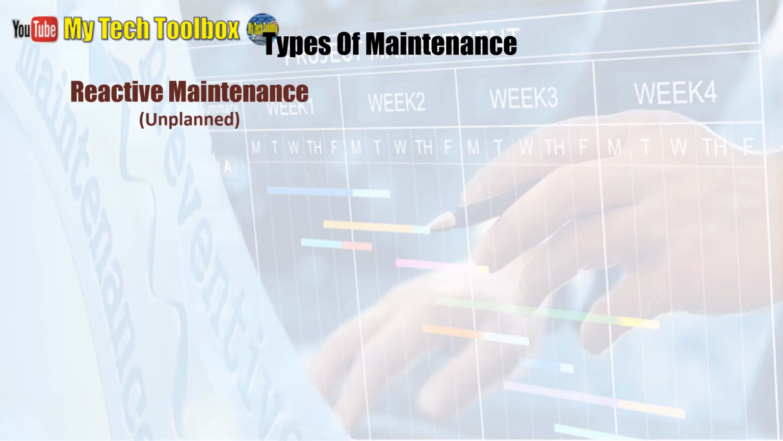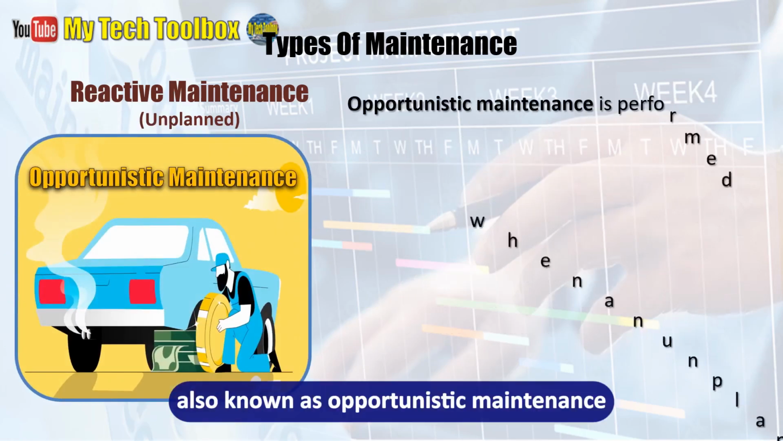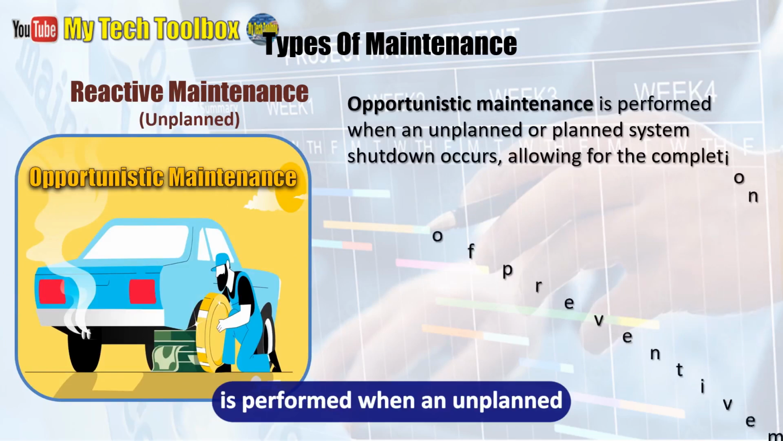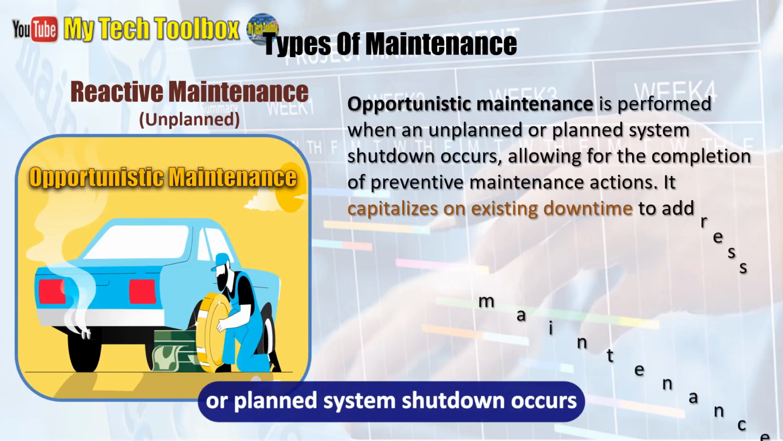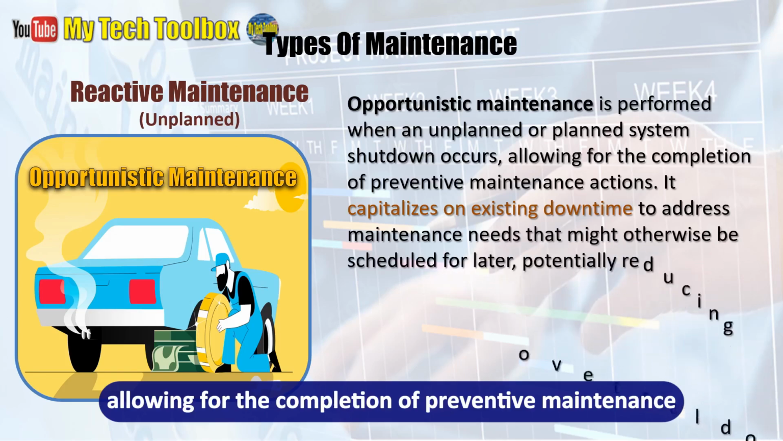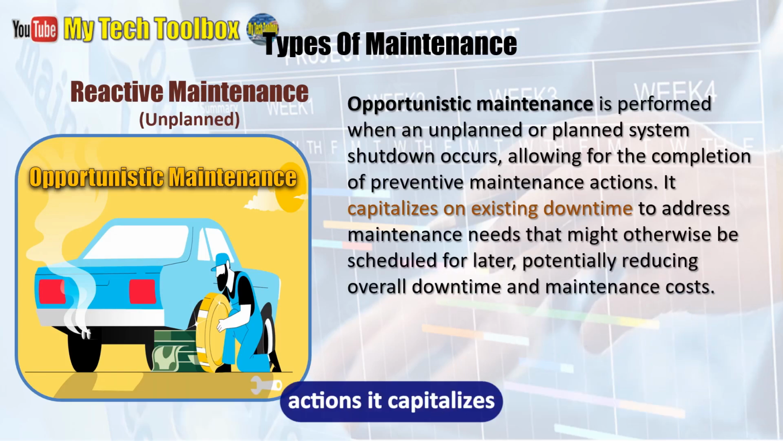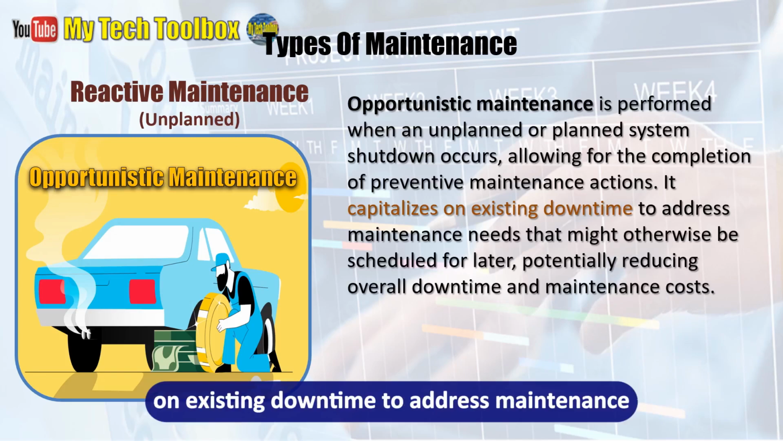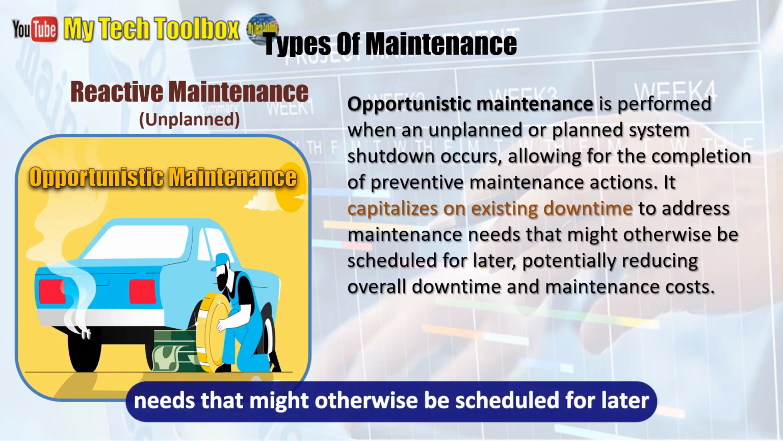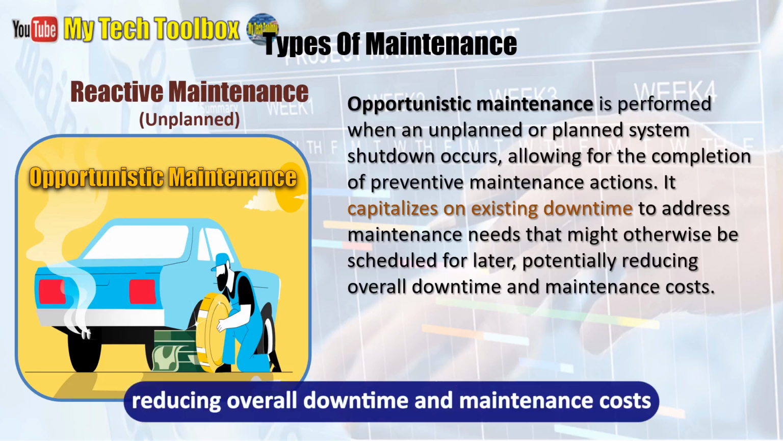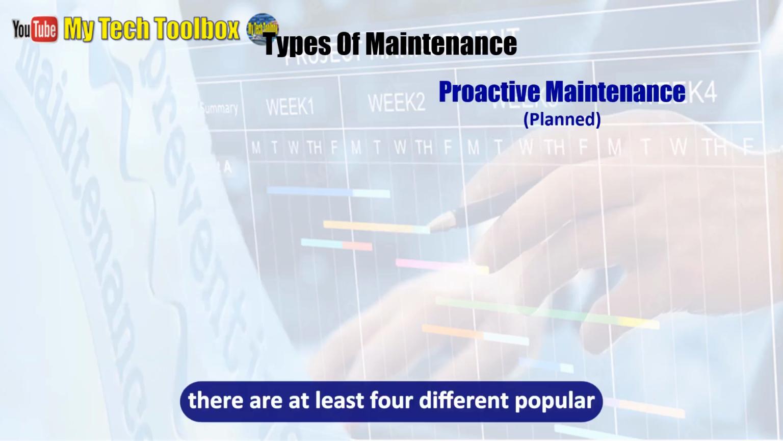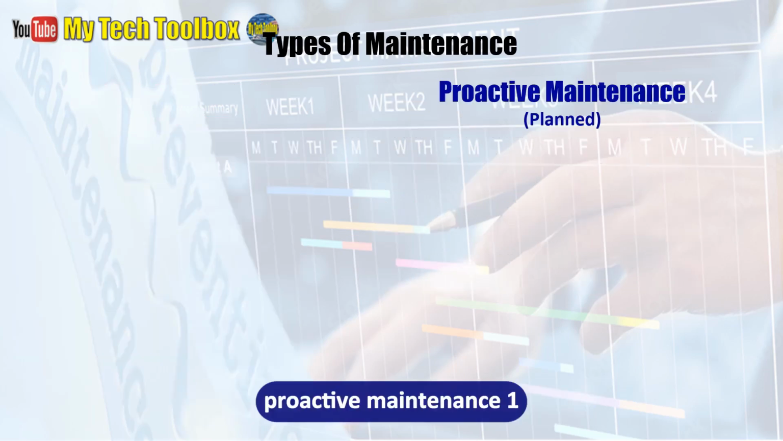Opportunity maintenance, also known as opportunistic maintenance, is performed when an unplanned or planned system shutdown occurs, allowing for the completion of preventive maintenance actions. It capitalizes on existing downtime to address maintenance needs that might otherwise be scheduled for later, potentially reducing overall downtime and maintenance costs. There are at least 4 different popular proactive maintenance types.